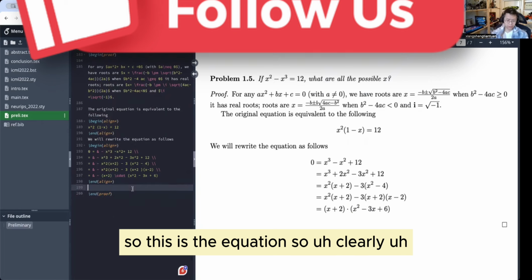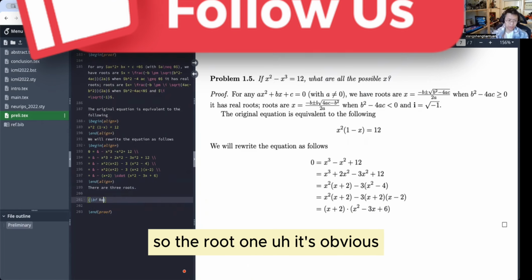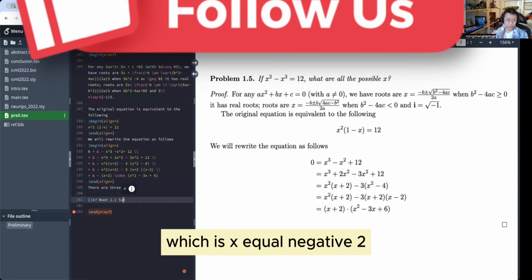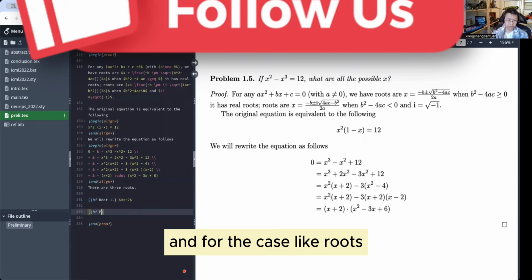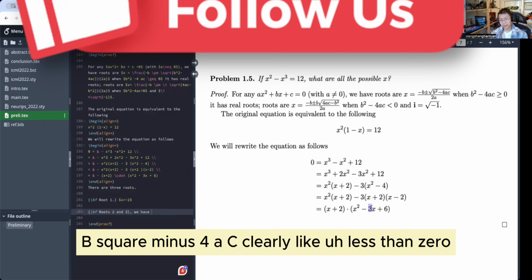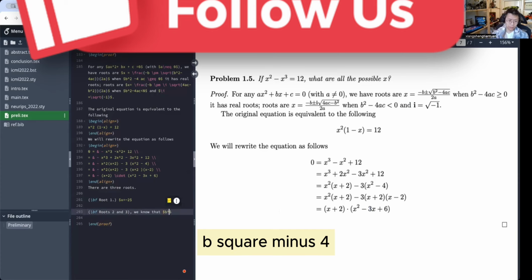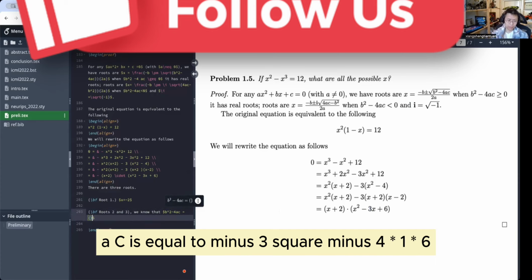Clearly, there are 3 roots. Root 1 is obvious: x equals negative 2. For the other two roots, we first check that b squared minus 4ac is clearly less than 0. We know that b squared minus 4ac equals minus 3 squared minus 4 times 1 times 6, which is less than 0.